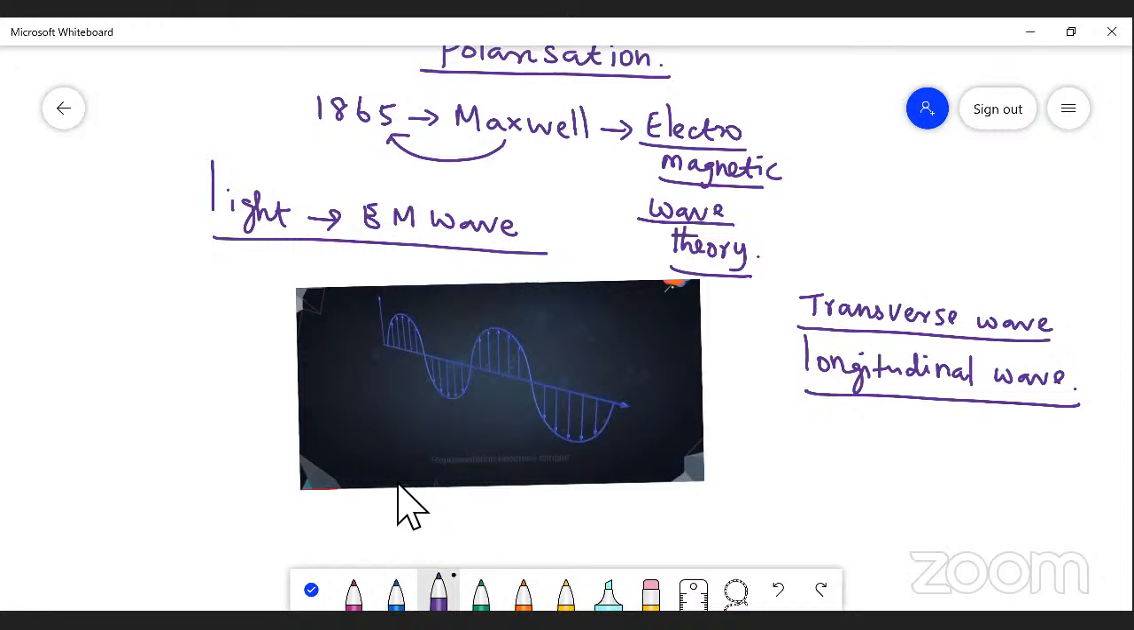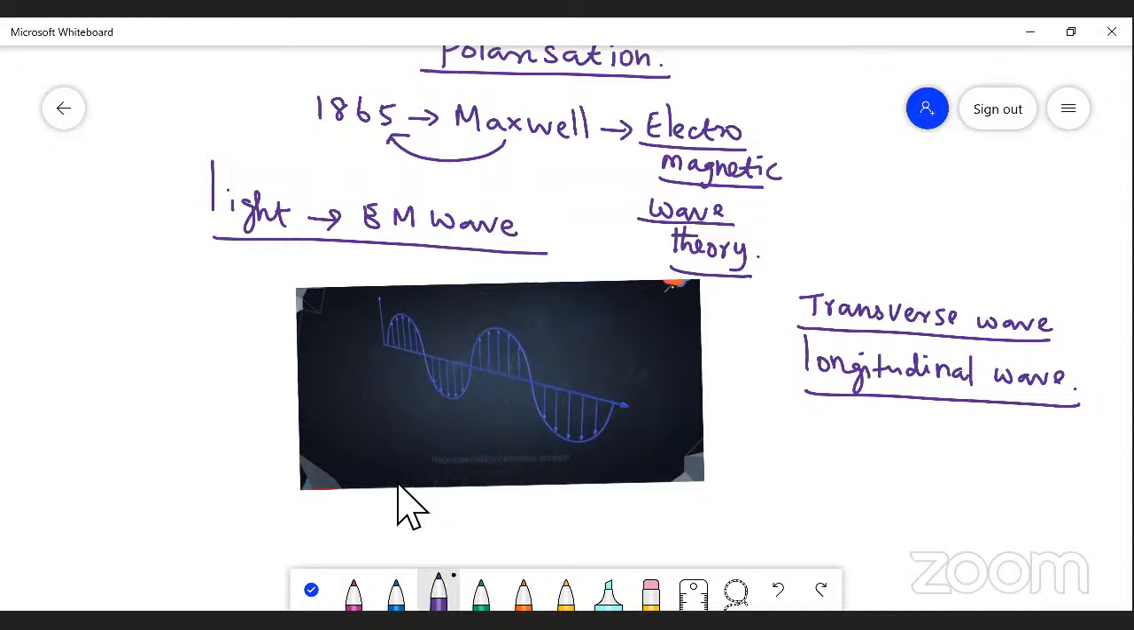Okay, right. Longitudinal wave. If a wave is passed through a medium, if the particles of the medium vibrate along the direction of the propagation of the wave, or parallel to the direction of the propagation of the wave, then the wave is called longitudinal. So this is the difference between a transverse wave and a longitudinal wave.